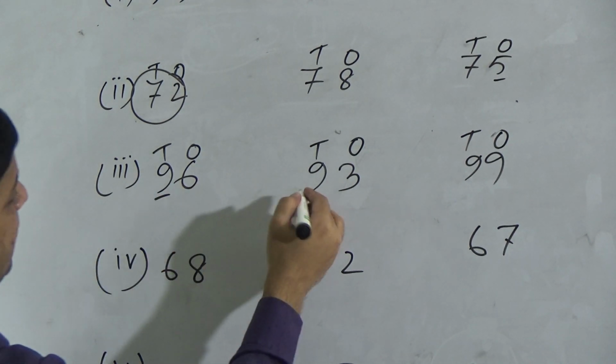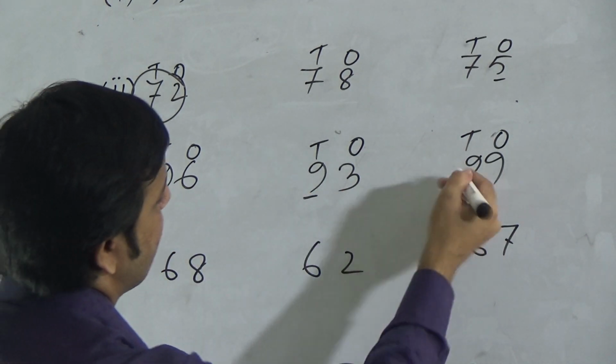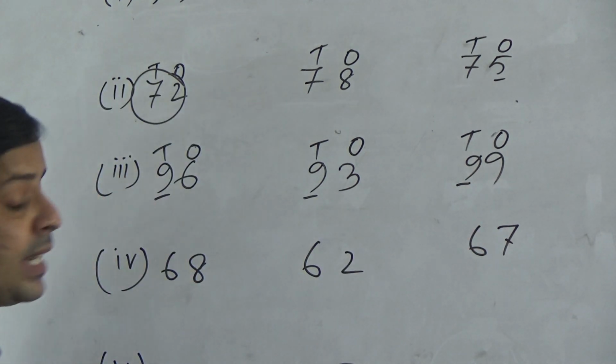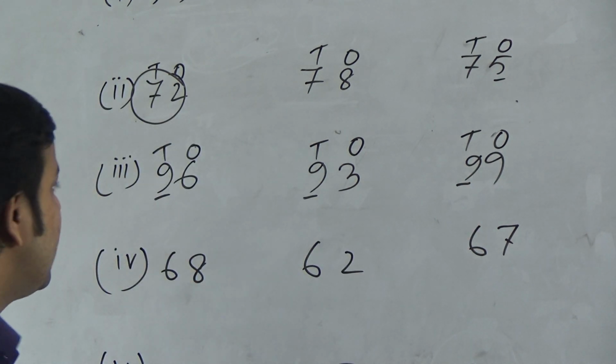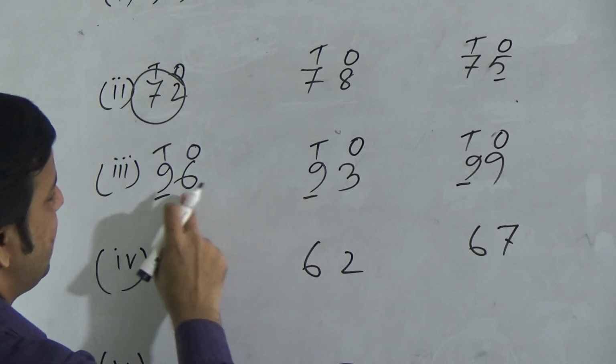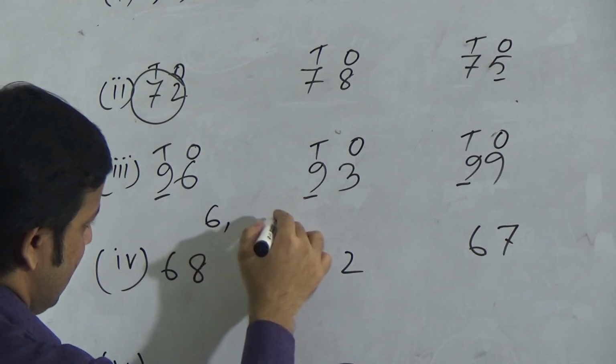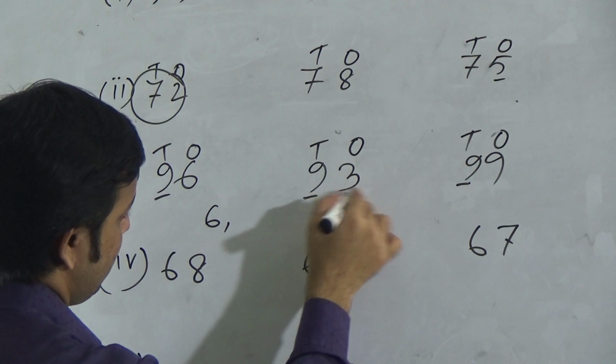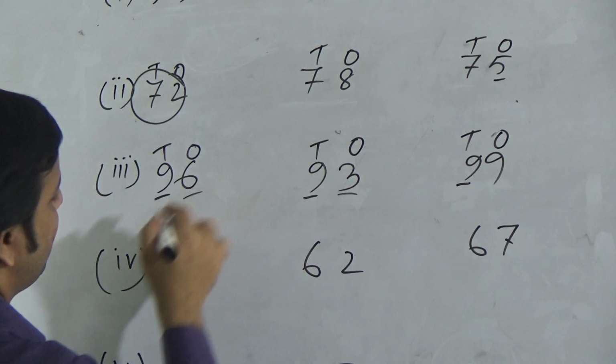Okay, dear students, now see. 9 is in the tens place, 9 is in the tens place, 9 is in the tens place. It means that the tens place is always the same. So we have to compare only the ones place. So we have to compare 6 and 3.